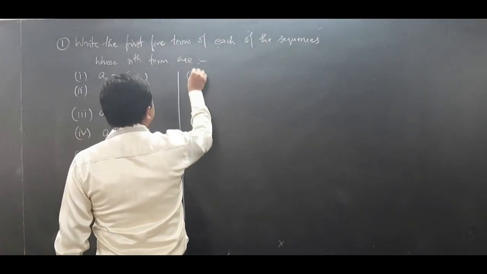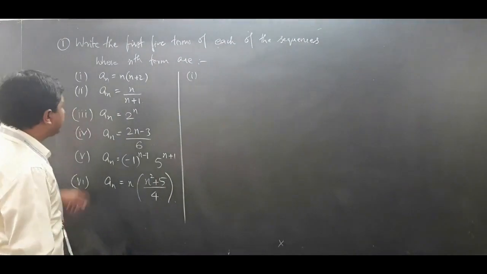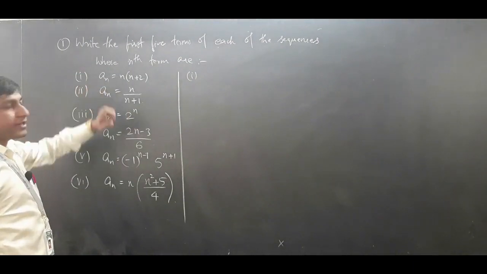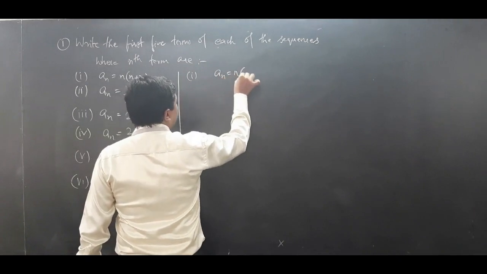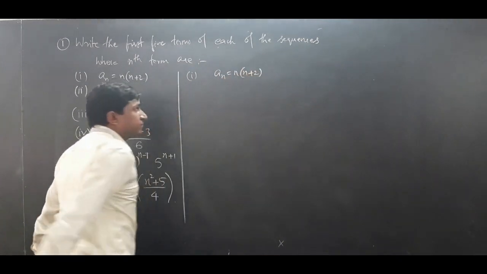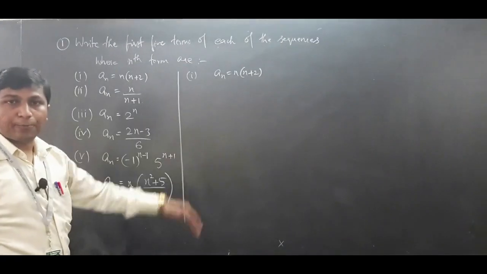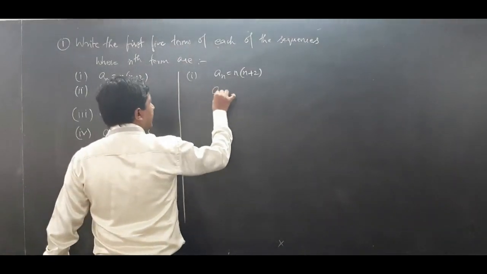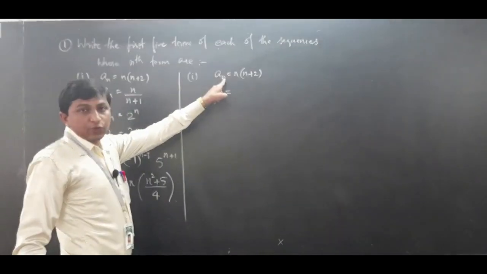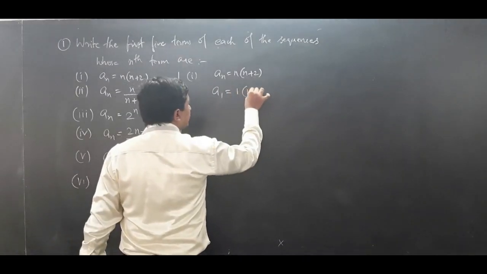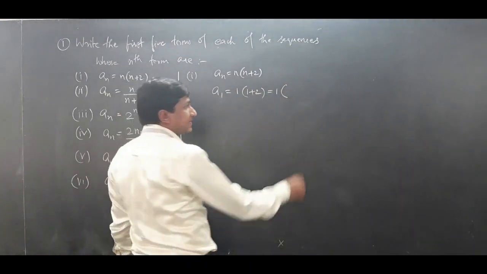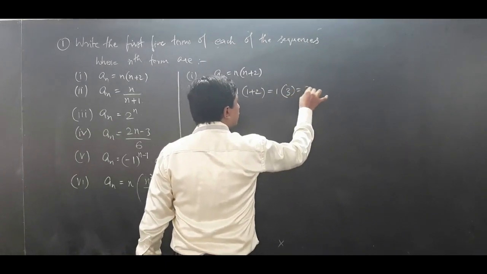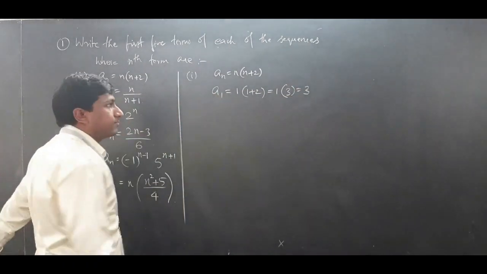Question number 1, okay. What is the nth term? It is very simple. A n is equal to n into n plus 2. We have to find out a1 up to a5. So, what is a1? I have to put in the place of n, I have to put 1. So, a1 is nothing but 1 into 1 plus 2. So, that is 1 into 1 plus 2 is 3. So, that is 1 into 3 equals 3. Very simple.